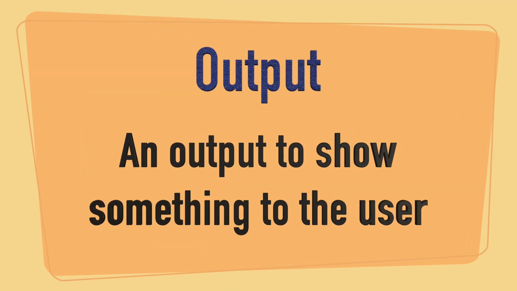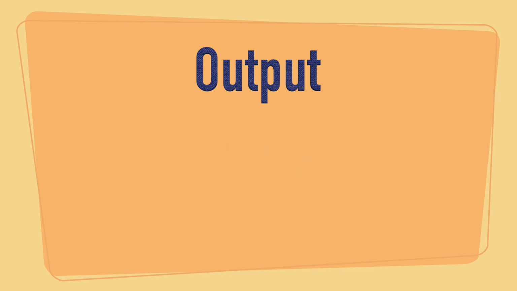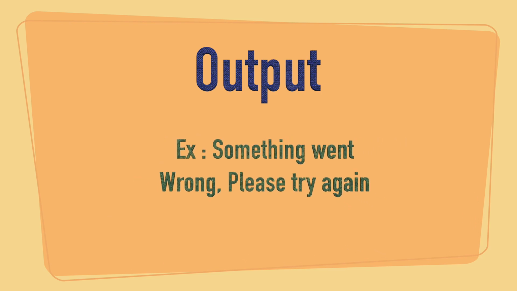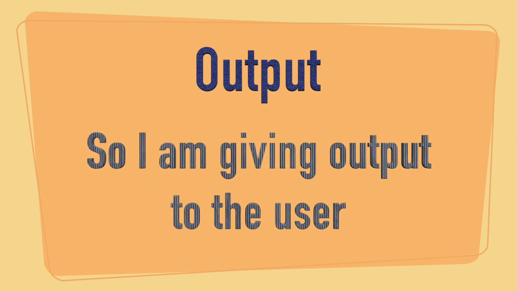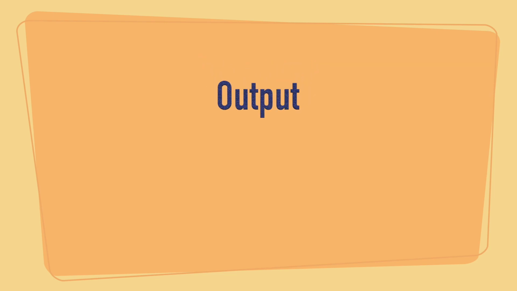An output is to show something to the user. Example, I want to show the user this message: Something went wrong, please try again. So I am giving output to the user. I hope you are clear on what an output is.